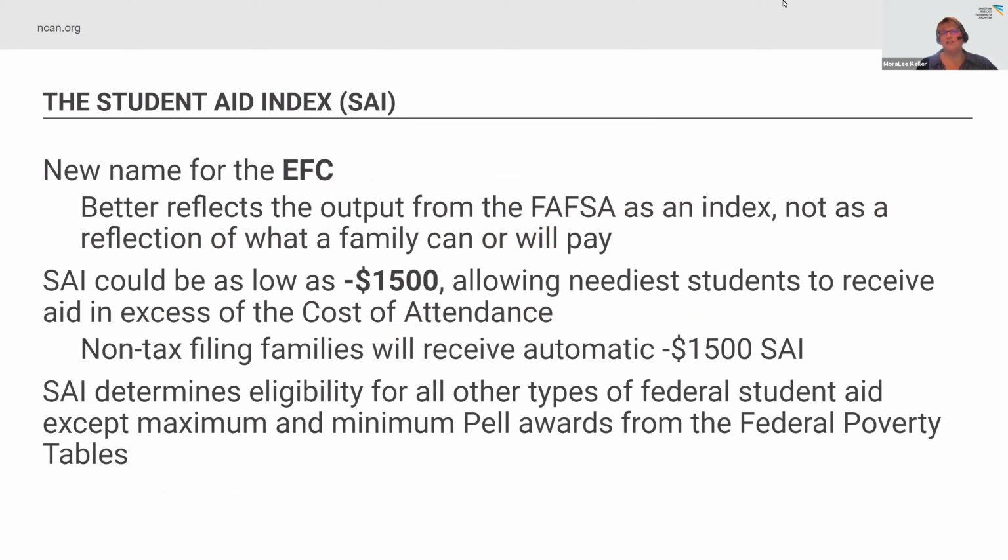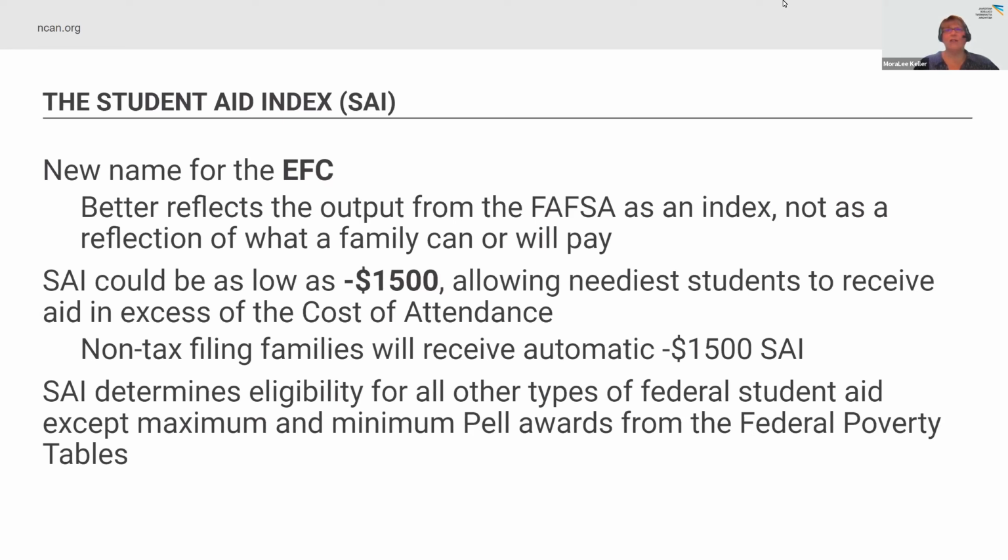In the new calculation, the SAI can go as low as a negative 1,500. Currently, the EFC stops at 0. The SAI can go down to negative 1,500. This is to help colleges perhaps understand who the neediest students are on their campus. For any families that are non-tax filers, they will receive an automatic negative 1,500 SAI.